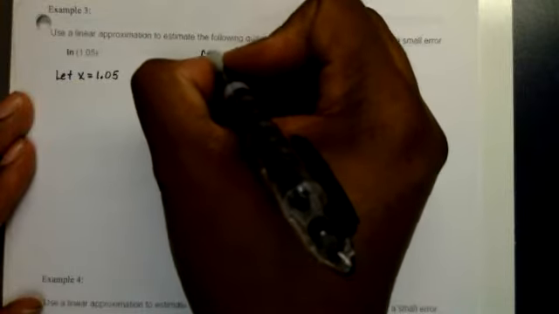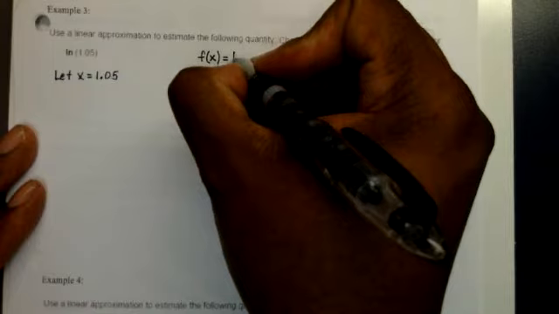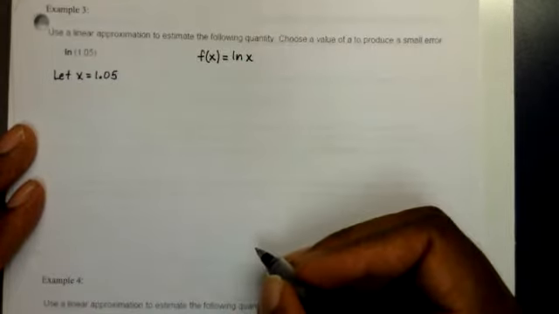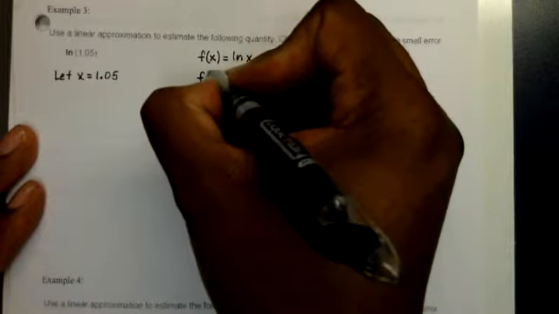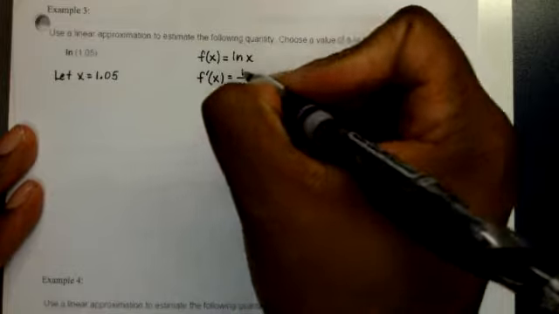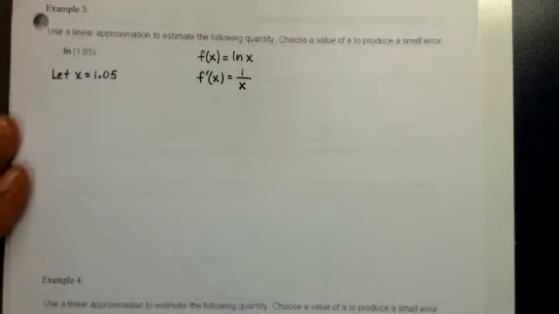So here, let's start out by letting x equal to what's inside the parentheses, 1.05. That way I can identify what my function will be for this case. Since I have ln of 1.05, that means f of x will be equal to ln of x. And I can find the derivative of ln of x. So f prime of x would be the derivative of ln of x, which is 1 over x.